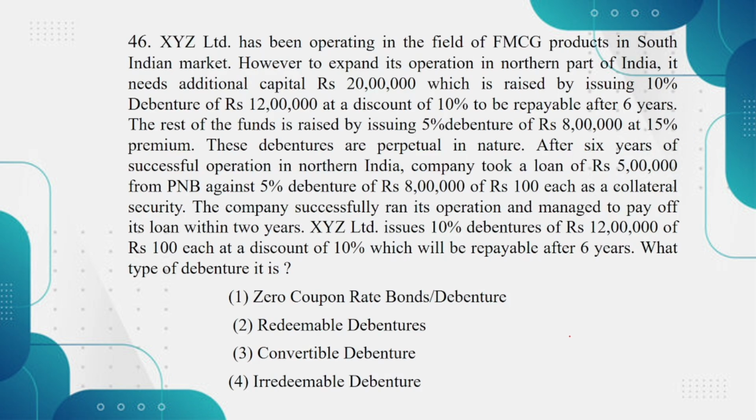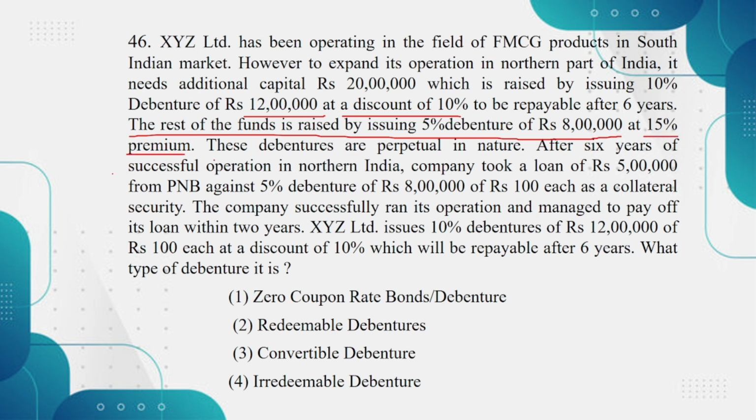Again another case based question. Please read the same paragraph. XYZ Limited has been operating in the field of FMCG products in the South Indian market. However, to expand its operation in the northern part of India, it needs additional capital of rupees 20 lakh, which is raised by issuing 10% debenture of rupees 12 lakh. So please remember that amount, that also issued at a discount of 10% and repayable after 6 years. The rest of the funds raised by issuing 5% debenture of 8 lakh at 15% premium.